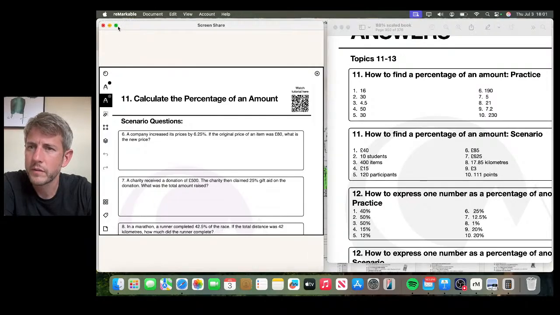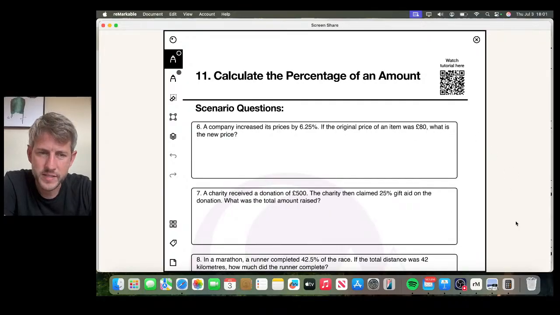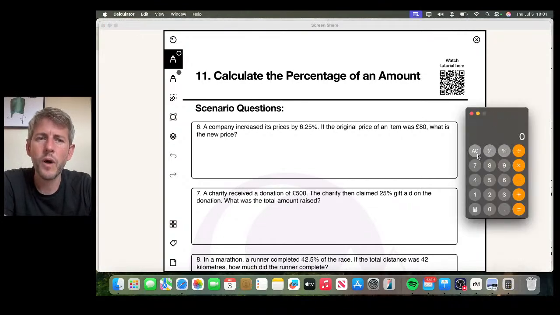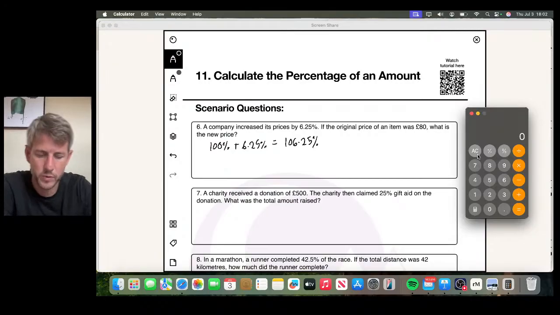So here we go. Right, question 6. A company increased its prices by 6.25%. If the original price of an item was £80, what is the new price? Okay, so what I'm gonna do is I'm gonna do a different method here this time. So we're increasing it by 6.25%. So we've got 100%, and we're adding on 6.25%, and that's going to give us 106.25%. So what we're looking for in this one is 106.25%.